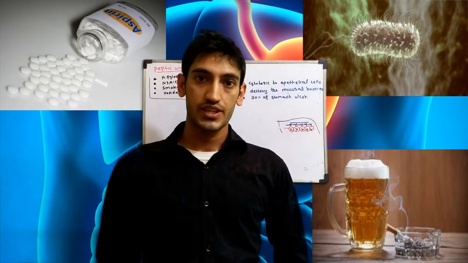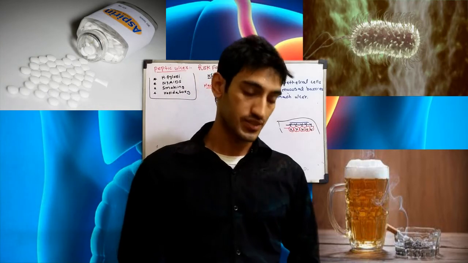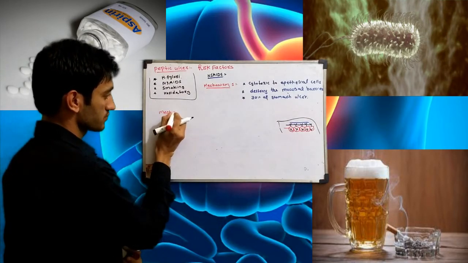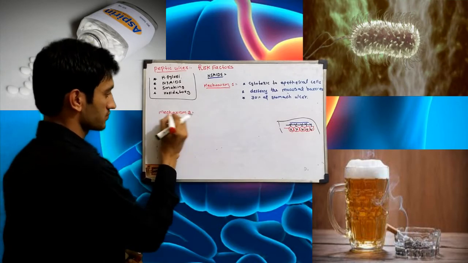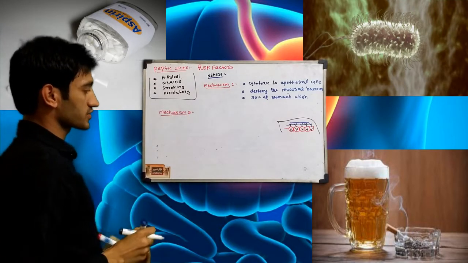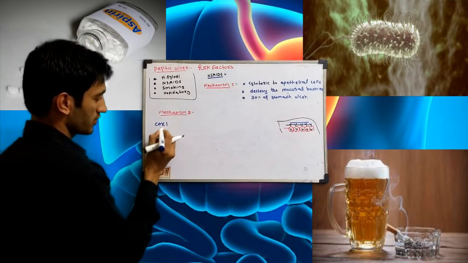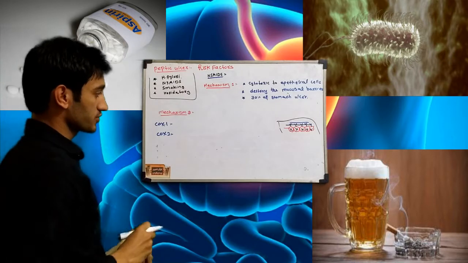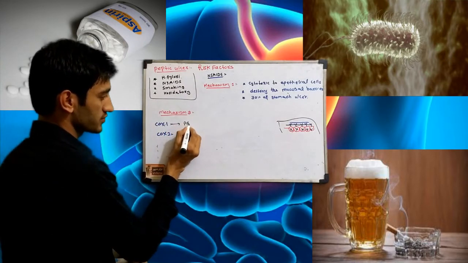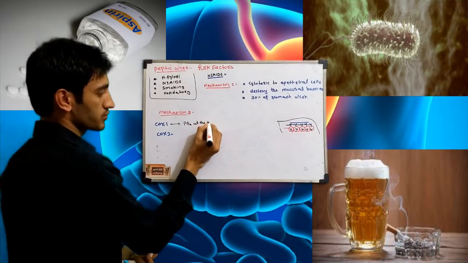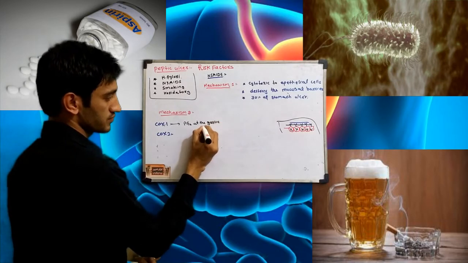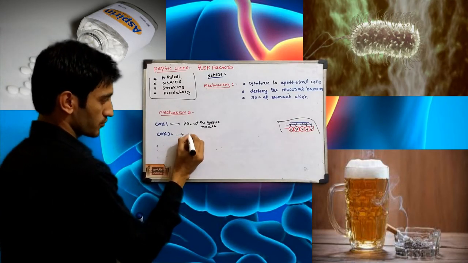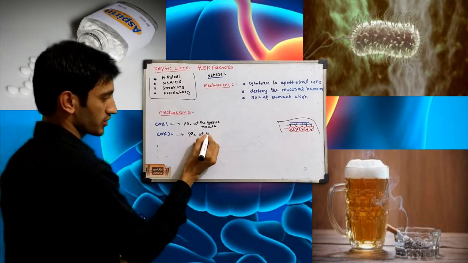Now we will talk about the second mechanism of how NSAIDs cause peptic ulcer. Mechanism number 2. There are two enzymes, COX-1 and COX-2. The COX-1 enzyme produces prostaglandins at the gastric mucosa. The COX-2 enzyme produces prostaglandins at the site of inflammation.